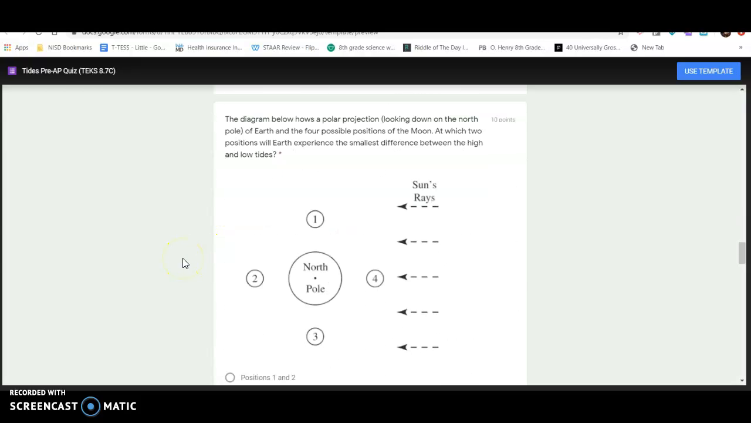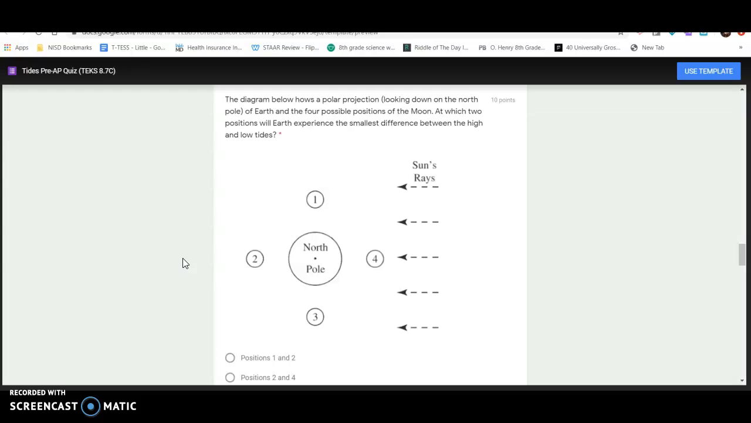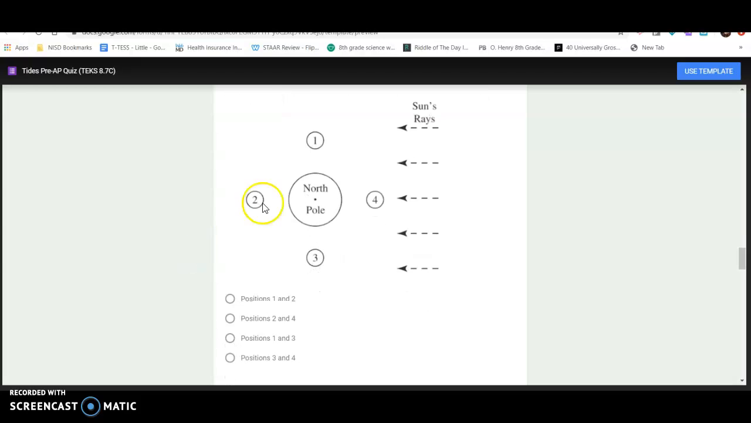Next question. Same image. The diagram below shows the polar projection, so you're looking down on the North Pole again, and the four possible positions of the moon. At which positions will Earth experience the smallest difference between the high and low tides? In other words, where am I going to find my neap tides? Is it going to be at position 1 and 2, positions 2 and 4, positions 1 and 3, or positions 3 and 4? Where am I going to see a neap tide?